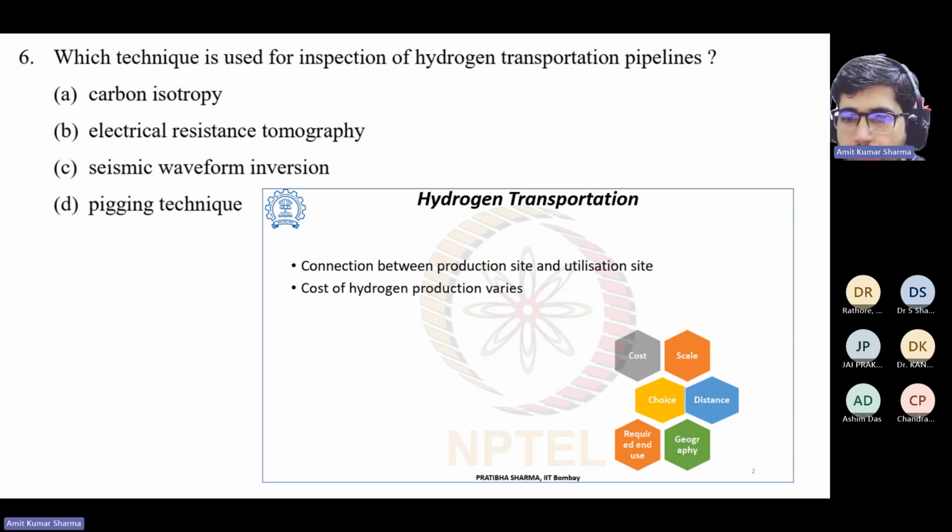Is anybody here from oil sector companies? Any pipeline companies? Okay. If you have gone through the class notes, please explain your reasoning regarding the pigging technique.